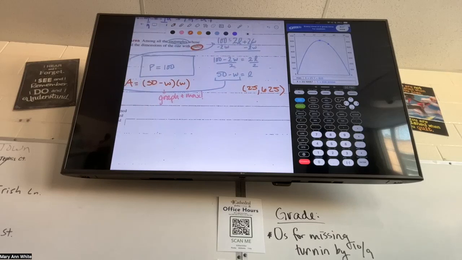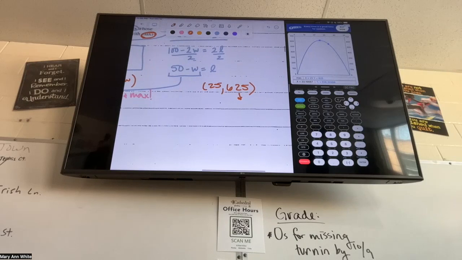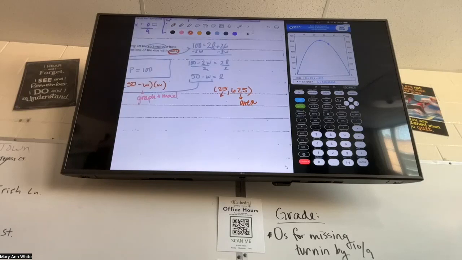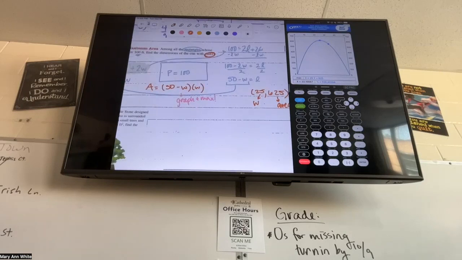Which of those is my maximum area? The X or the Y? The Y. The Y is always your area, volume, all that stuff. That's your maximum area. The 25 is that variable we plugged in for X, which we used W for. That's the width of the shape in order to get this. So it would be 25 for my width.